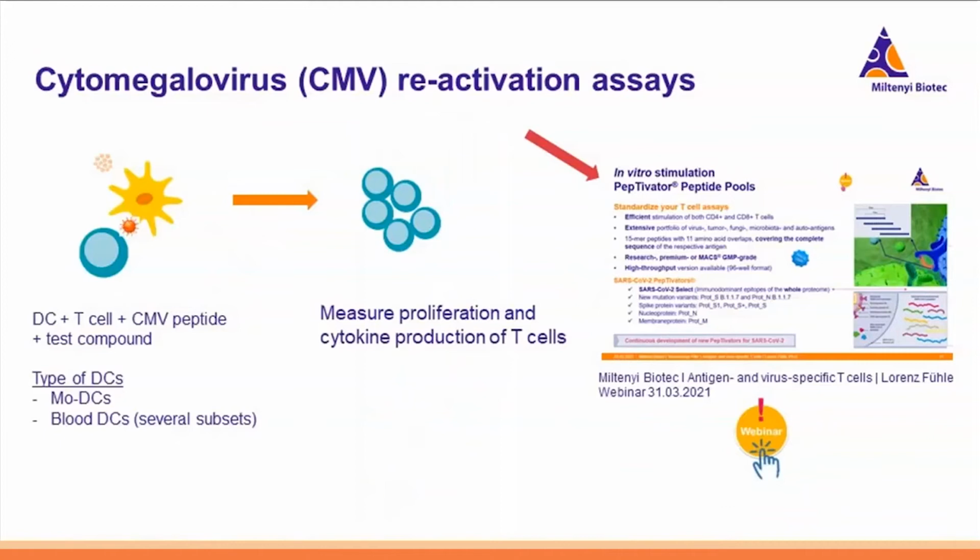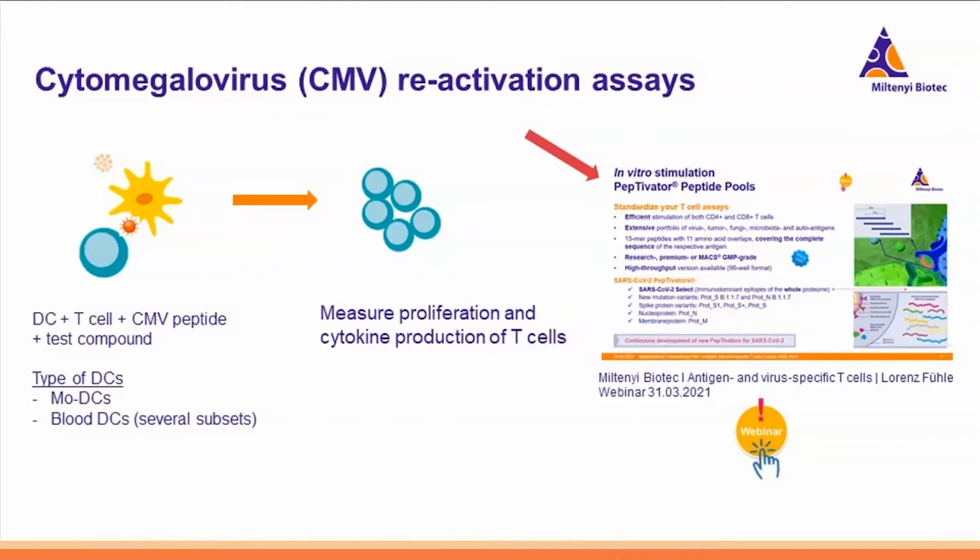Here, I would like to show you the cytomegalovirus reactivation assay, which is basically the same principle as the previous slide. So you mix DC plus T cell plus cytomegalovirus peptide plus your test compound, and then T cell proliferation and cytokine production is measured. What I would like to emphasize here is that you could use different types of DCs for the purpose of this assay, either MoDCs or blood DCs, which are several subsets.